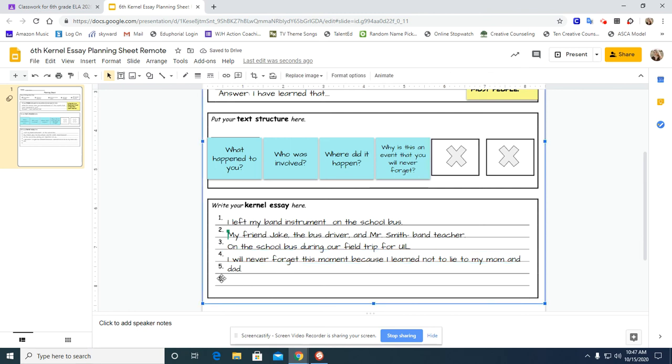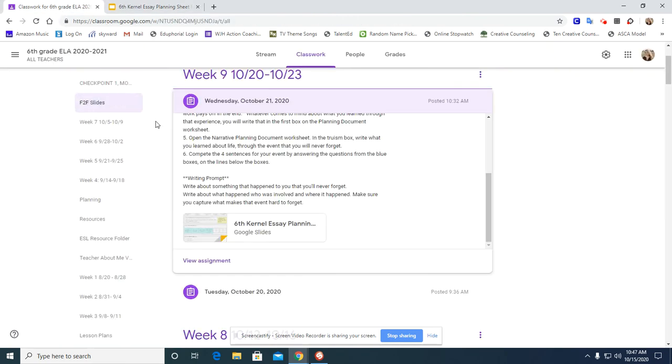You'll see the numbers 5 and 6 on this document. I would like you to ignore those numbers because for this essay, you only have 4 parts. Let's go back to your assignment to see what else you need to do today.